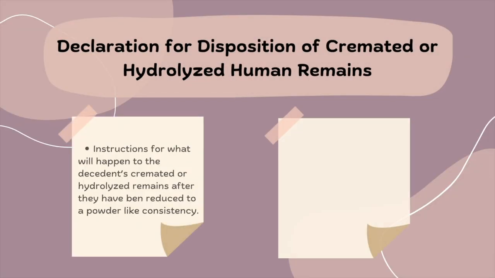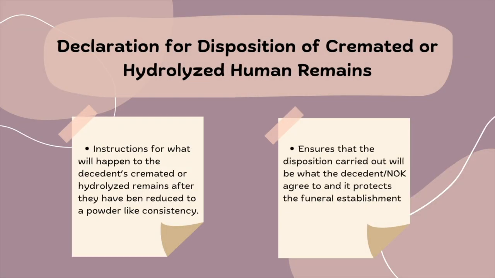Our last form is the Declaration for Disposition of Cremated or Hydrolyzed Human Remains. This form is a statement of your instructions for what will happen to your loved one's cremated or hydrolyzed remains. This ensures that the disposition carried out is what the decedent themselves or the next of kin wanted.